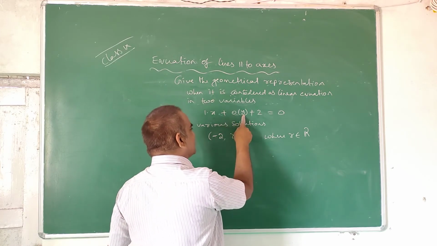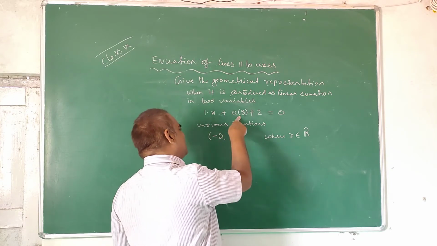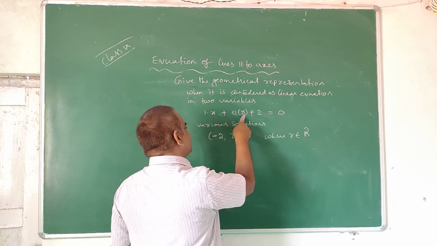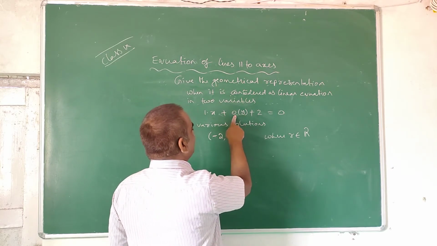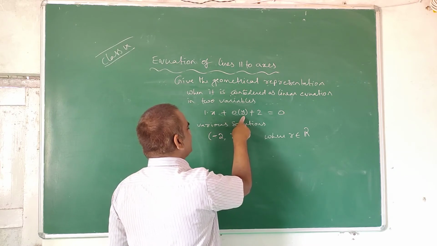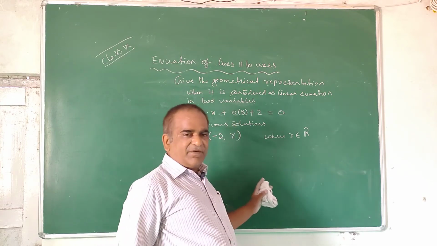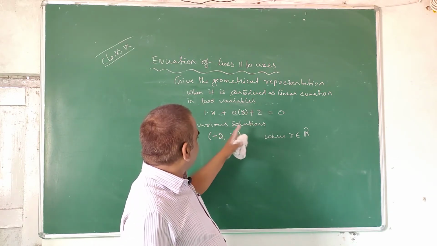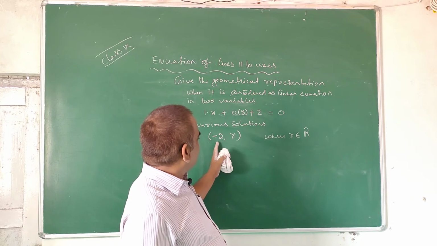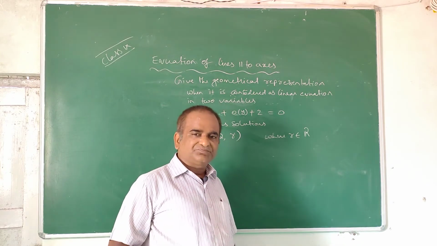So this value has got nothing to do. This value when multiplied with 0 again gives 0 only. So you change the value of y also, it makes no difference because the product remains the same. Though you change the value of y, the product remains 0. Are you following? So various solutions of this linear equation in two variables are given by (-2, r), where r belongs to R.